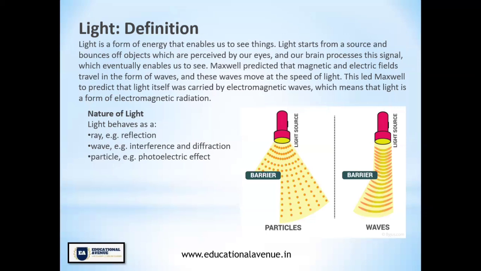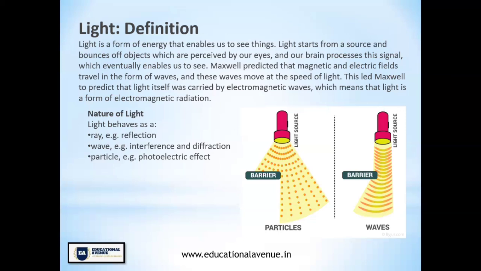If you throw a stone inside the water, it forms a wave on the surface of water. Like that, you can see the nature of light, that it behaves as a wave. In the second figure in the diagram, you can see where it is written wave.